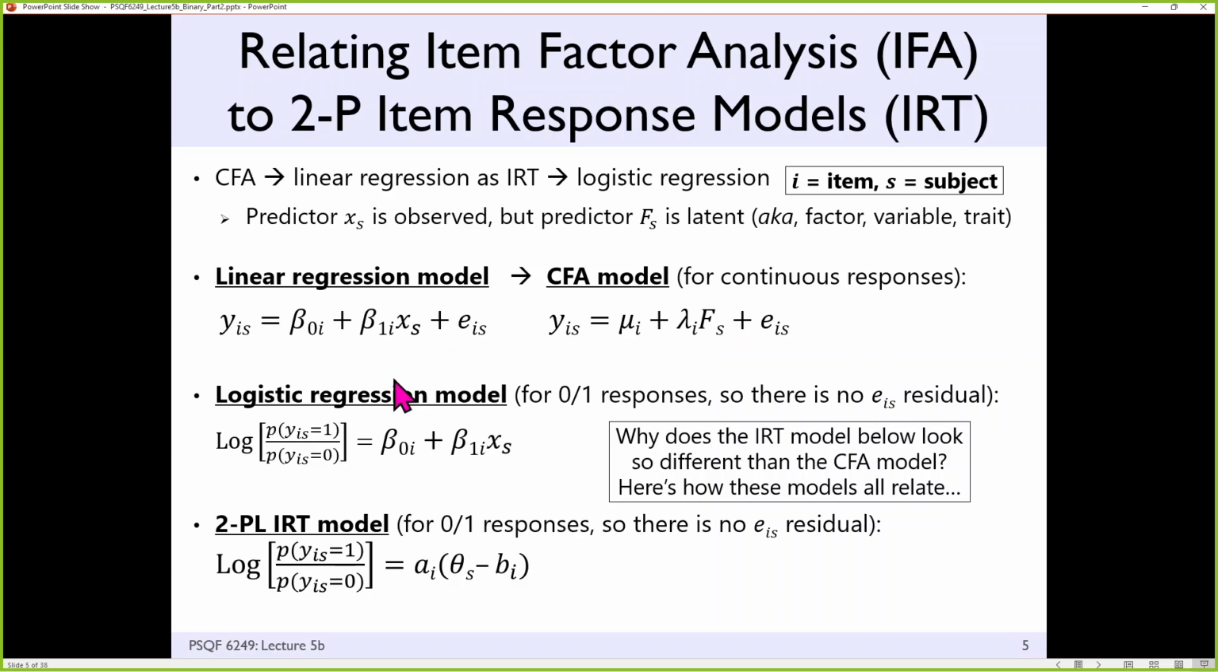F is an idea. A logistic regression model looks like this, where we're predicting the log of the odds of the probability of a 1. This is called logits, or log odds, by the way, and with an item-specific intercept, an item-specific slope, and x for a subject. So this part is the same. E is gone, though. Remember why E is gone when you're predicting binary outcomes? Why is there no E here?